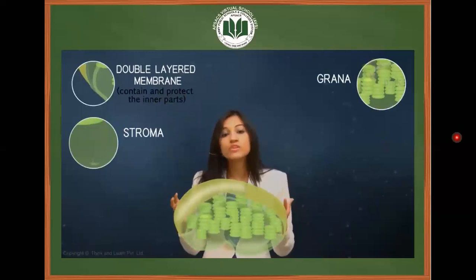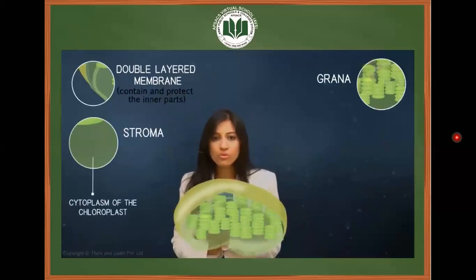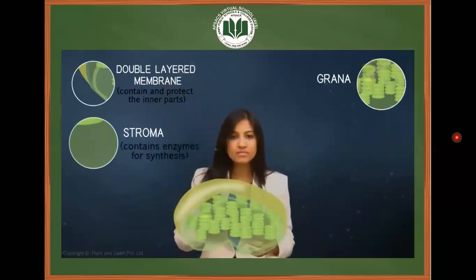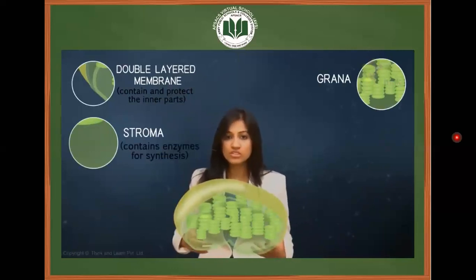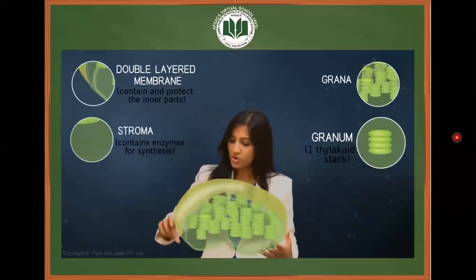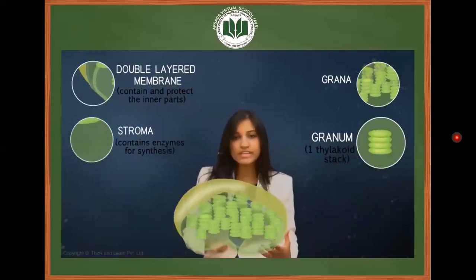Stroma is a kind of cytoplasm or matrix of the chloroplast. It contains enzymes required for the synthesis of carbohydrates and proteins. So one stack is called a granum, which contains many thylakoids.